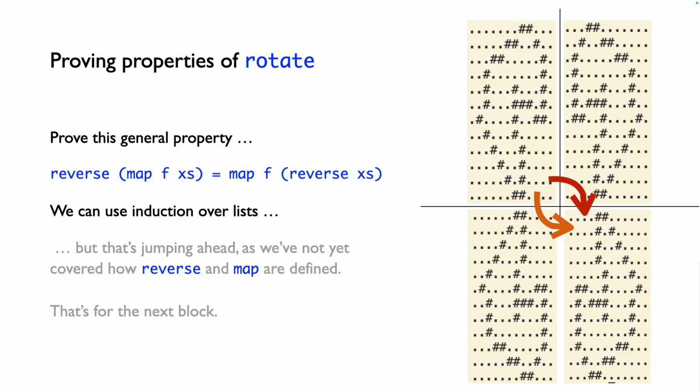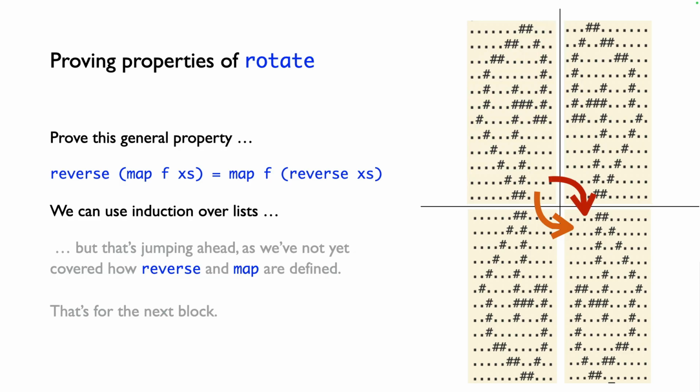a picture when we had the ASCII representation of those pictures. We could either reverse all the lines and then reverse the list of lines, or reverse the list of lines and then reverse all of them. So we claim, and perhaps it's visually obvious if you look at the diagram there, that we can prove this general property, that if we reverse map of f x's, that's the same as reversing x's and then mapping f along the list.